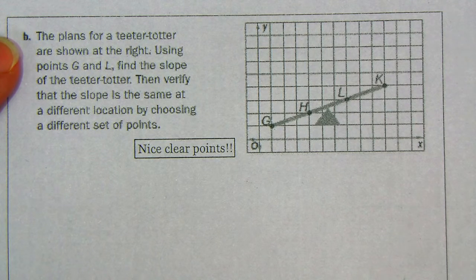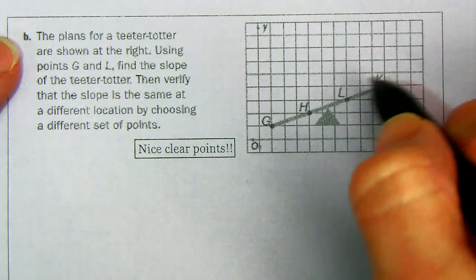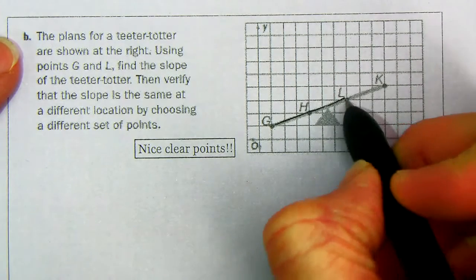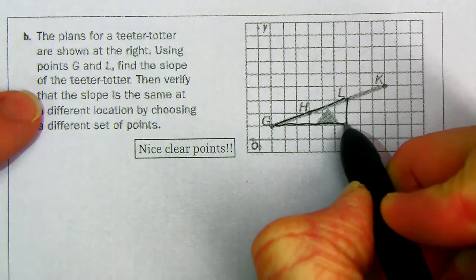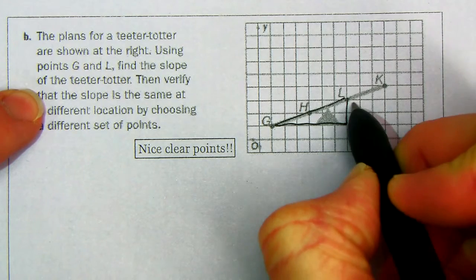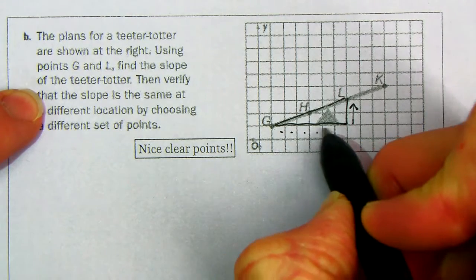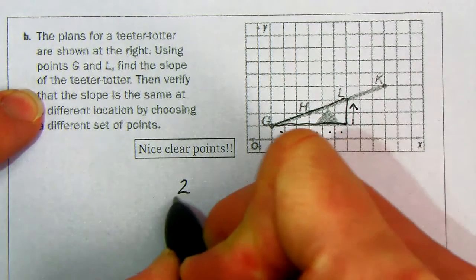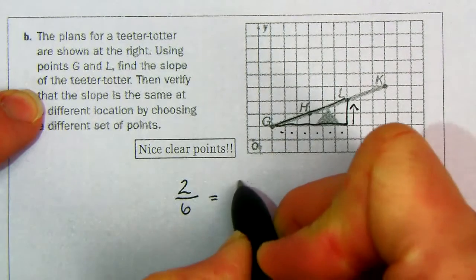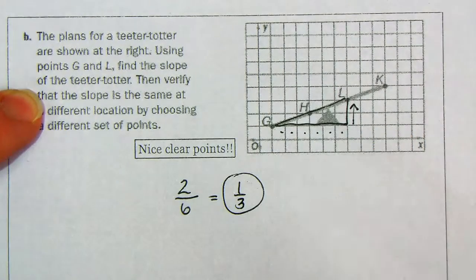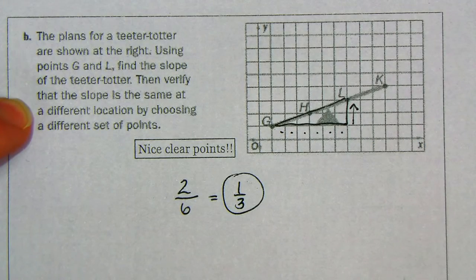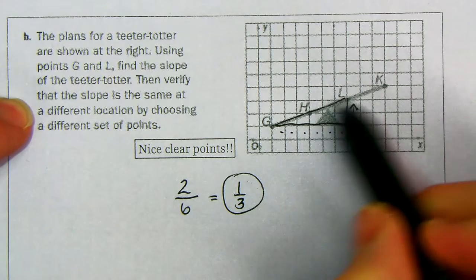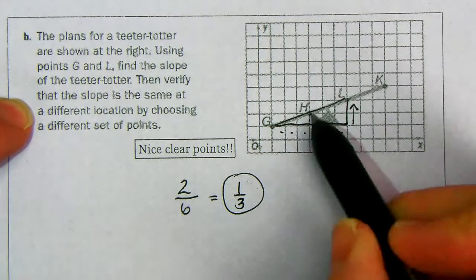So G and L. So 2, 1, 2, 3, 4, 5, 6. So 2/6, which is 1/3. And then it says, then verify that the slope is the same by choosing a different set of points. So maybe choose GK or LK or HK or HL, right? If I choose HL, it's up 1/3.